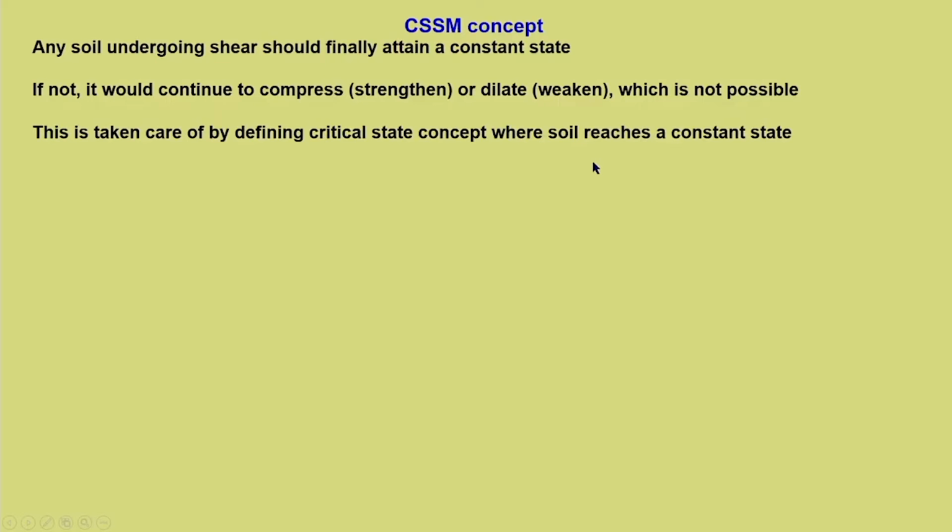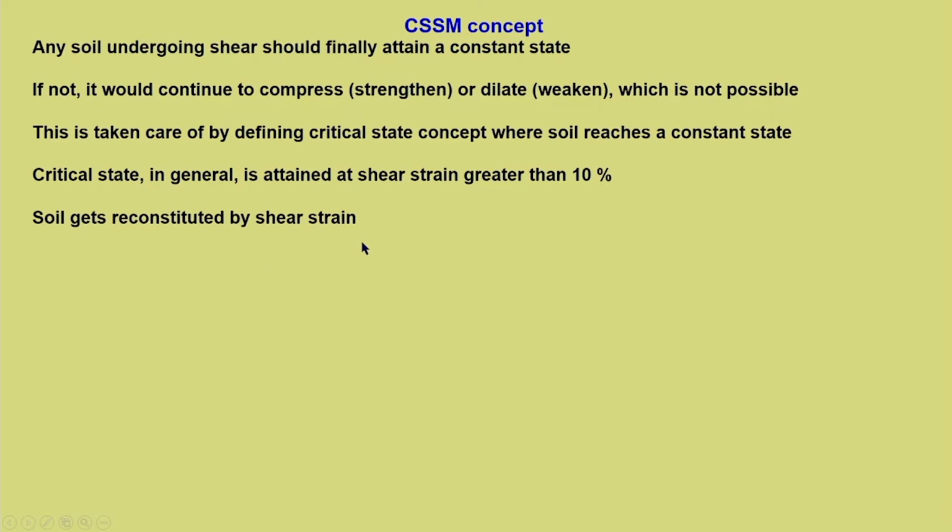No, it has to stop somewhere, and that is where the critical state offers that bound at which it can stop. So this is taken care of by defining the critical state concept, where soil reaches a constant state, which is neither compressing nor dilating, it reaches a constant volume state. So critical state in general is attained at shear strain greater than 10%.